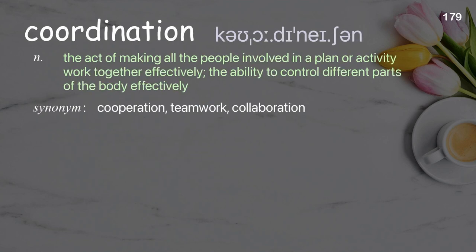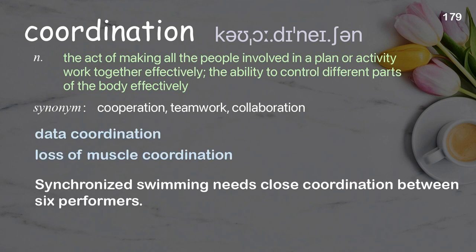Coordination: the act of making all the people involved in a plan or activity work together effectively, the ability to control different parts of the body effectively. Examples: data coordination. Loss of muscle coordination. Synchronized swimming needs close coordination between six performers.